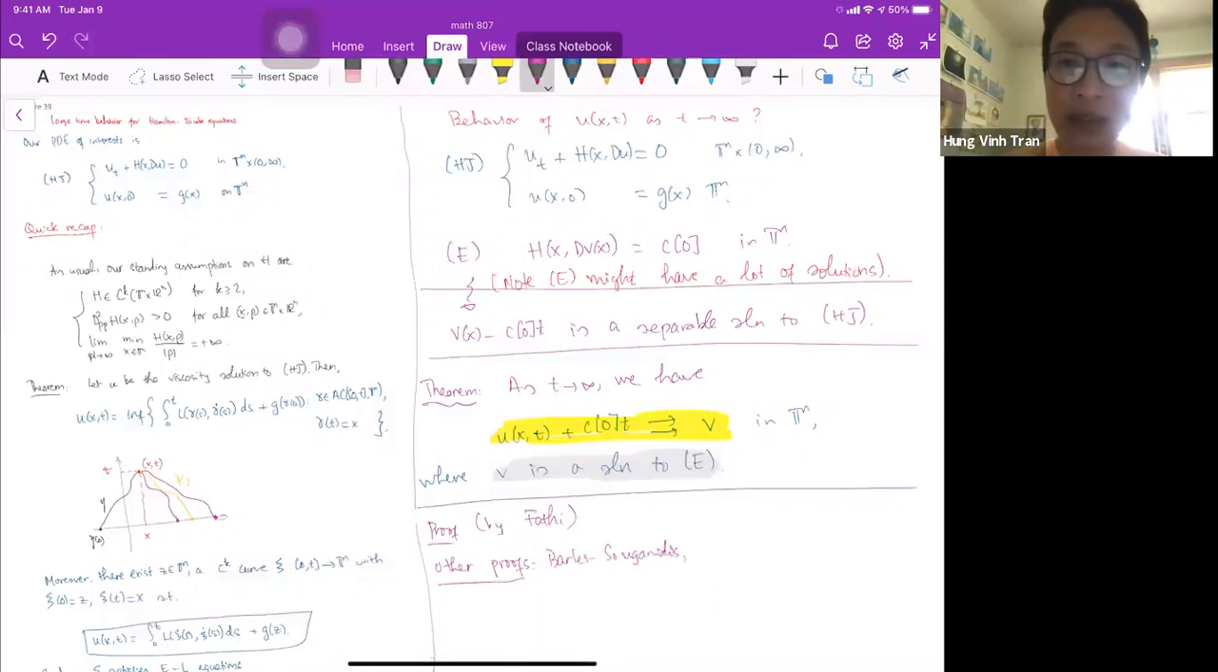And then there were some other results that were improvements of Fathi's proof by Davini, Siconolfi, Ishii. Our group came up with quite a general PDE proof that works for first and second order equations, by Cagnetti, Gomes, Mitake, and myself, whatever.